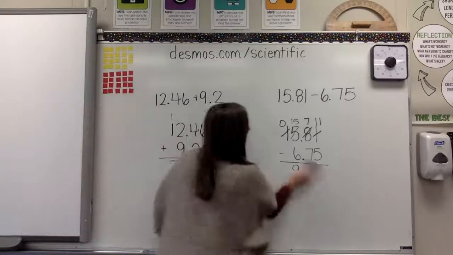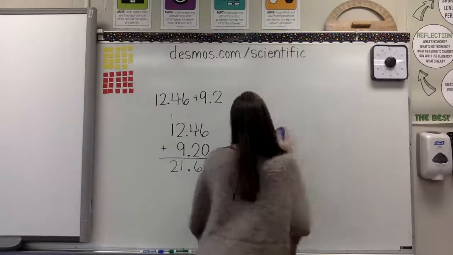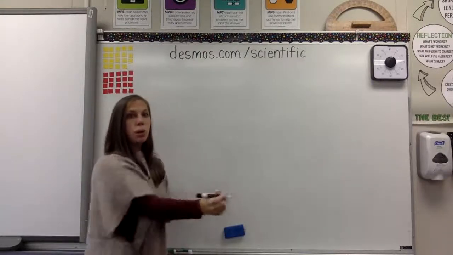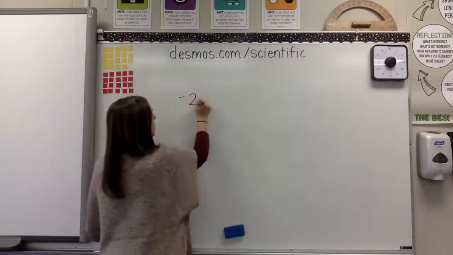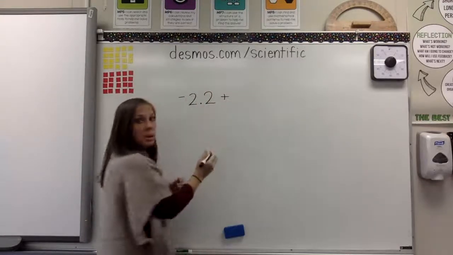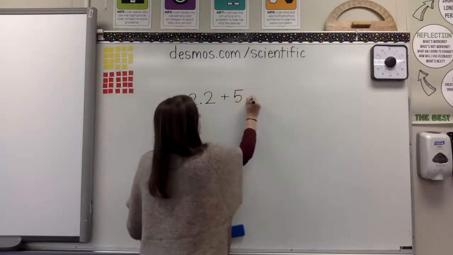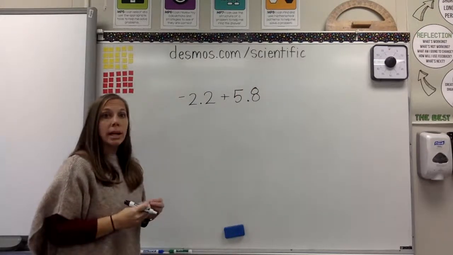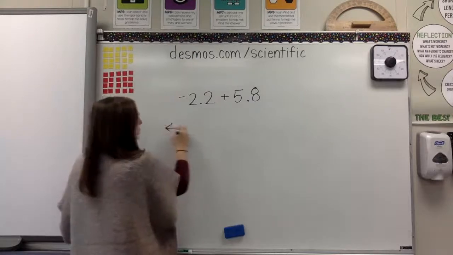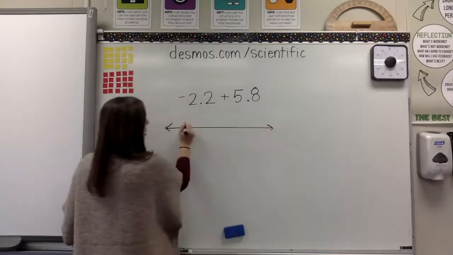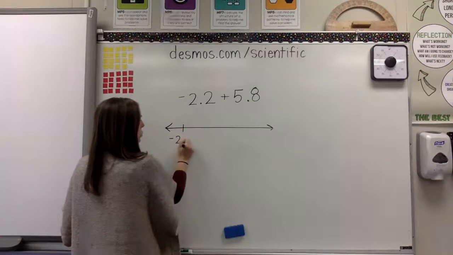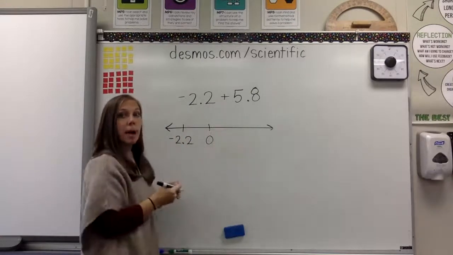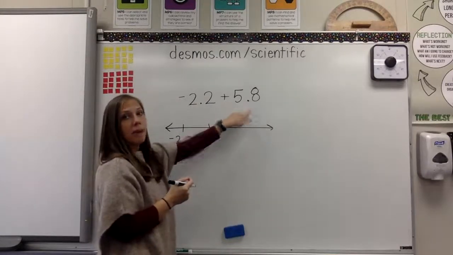The thing that I think might give us some trouble now is when we're flipping from negative to positive or positive to negative. So let's start with negative 2.2 plus 5.8. I'm going to use a number line to help me organize my thinking. I know I'm starting over here at negative 2.2, and at some point I'm going to cross over 0 into my positives because I'm adding 5.8.